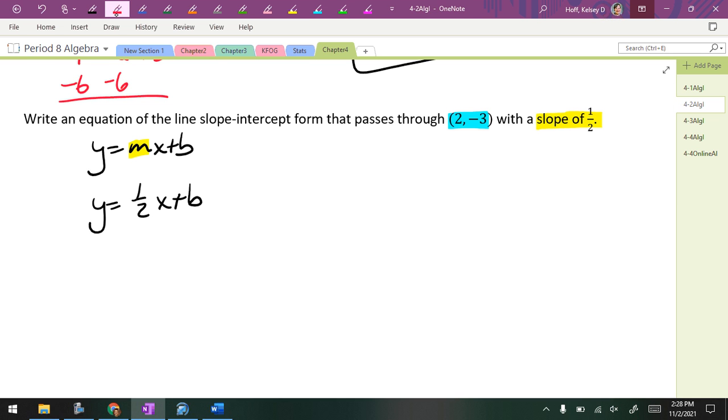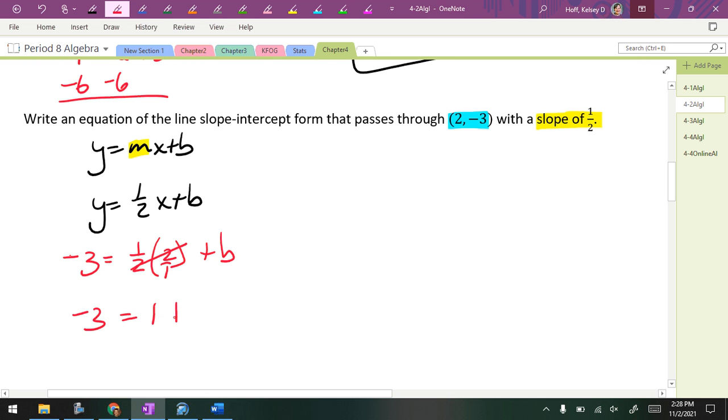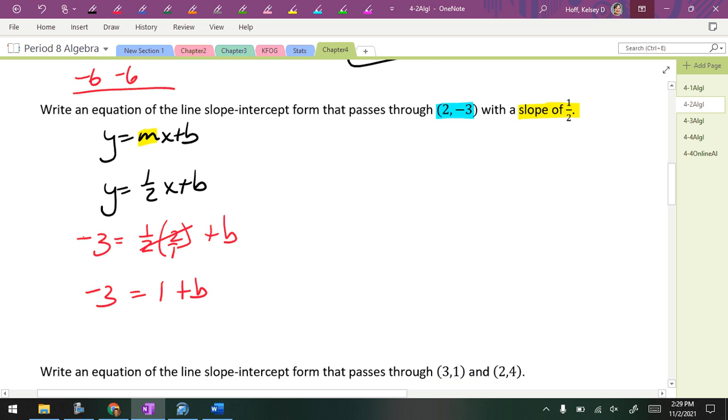What goes in for y? What goes in for x? Were they nice to you on this? Why? Because it was 1/2. 1/2 times 2 is 1. Your 2's actually cancel. So you have -3 equals 1 plus b. To solve for b, I subtract 4. Nope, just kidding. You subtract 1. Good job paying attention.